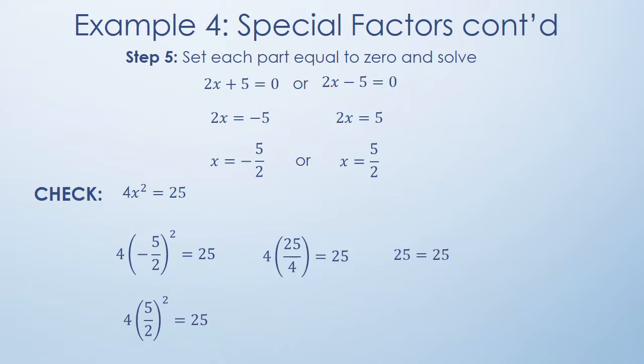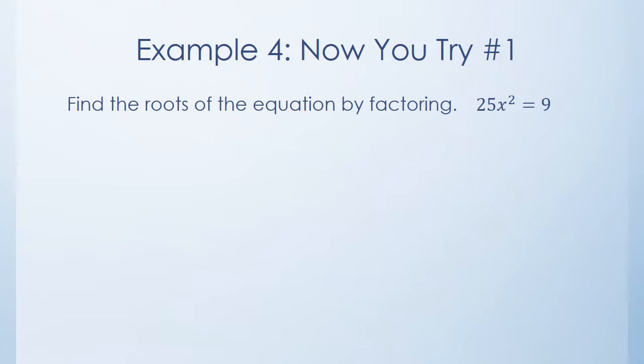Repeat the process for 5 halves. Same concepts. You get 25 on top, 4 on the bottom. 4 times that is the same as 4 over 1, so the 4 on the top and the 4 on the bottom cancel out. 25 equals 25. You are golden. Make sure you write down the steps and follow the steps. Now it's your turn. This one is for you to try. Enter it online.